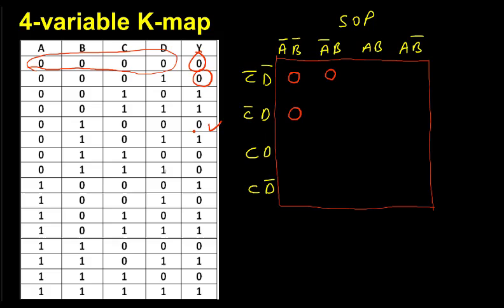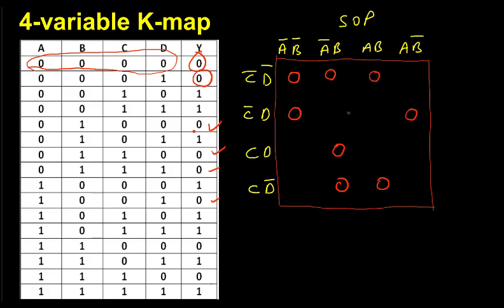Then the next one is A bar, B, C, D bar. Here is 0. Okay, and so on. We can do this and draw the K-map. I will just do it quickly, and you can also verify it.